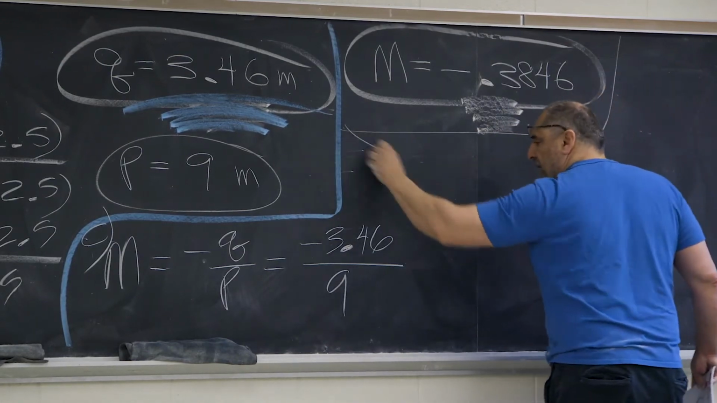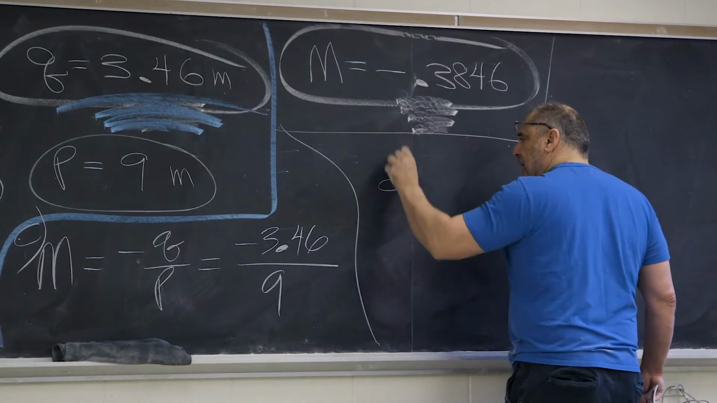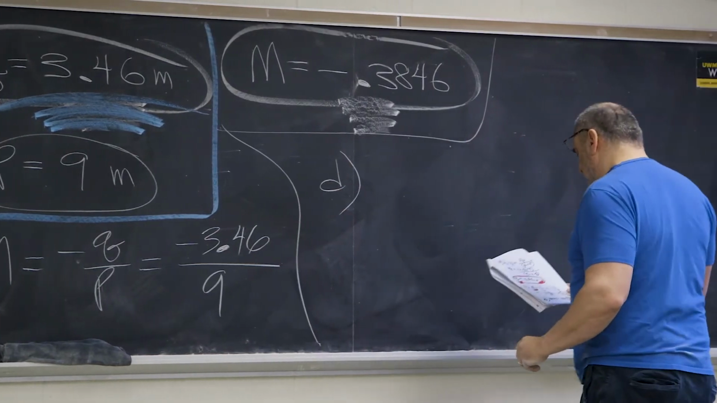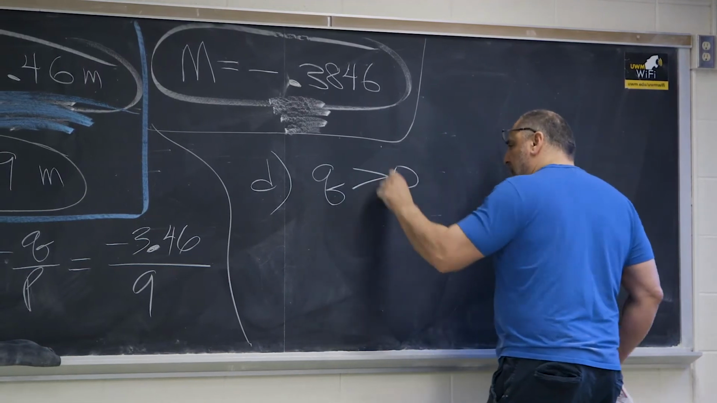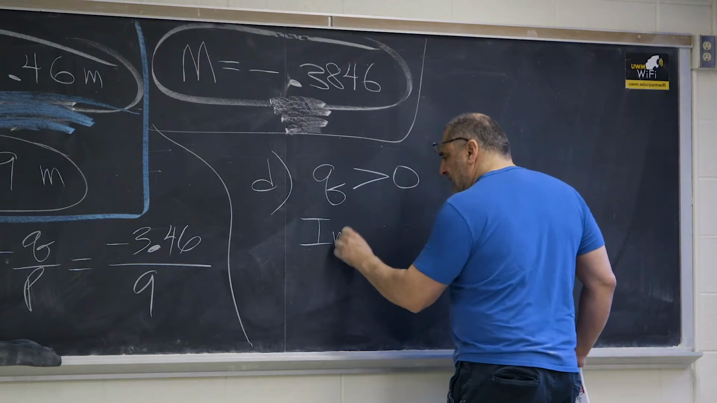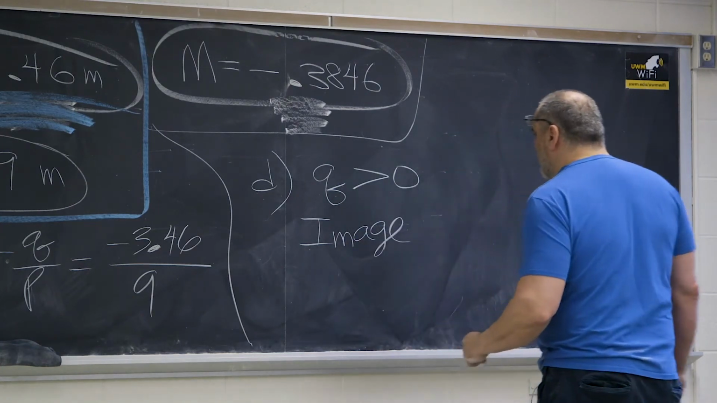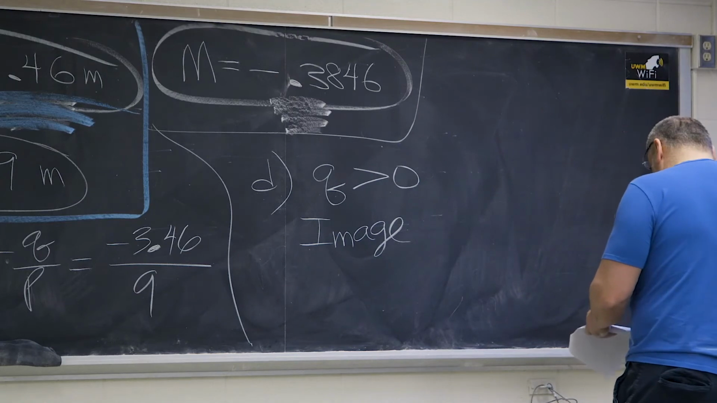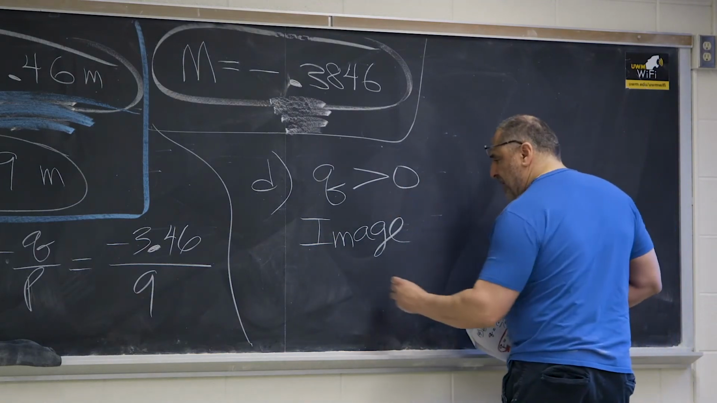For D, because Q is greater than 0, it is a real image. It is on the same side of the mirror as the object. The image is on the same side of the mirror as the object is. Therefore, Q is greater than 0. The image is real.